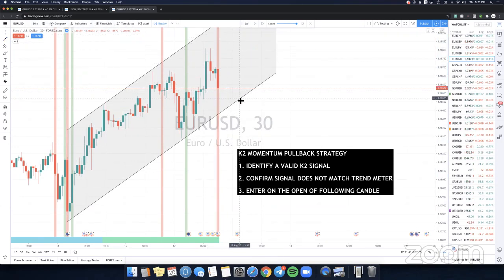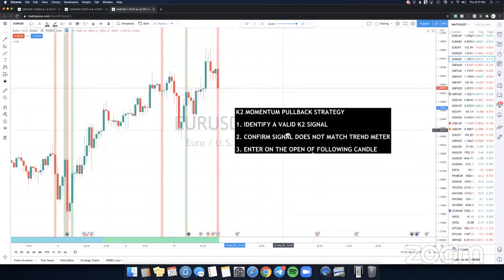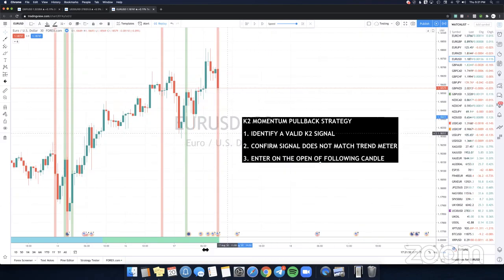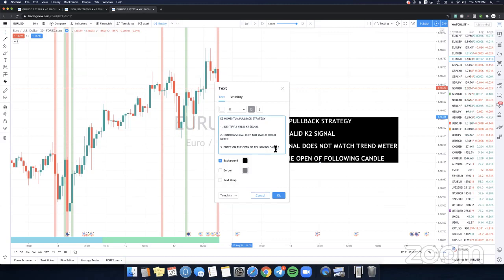In this situation, you want to identify a valid K2 signal. Right here, we have a valid sell signal because it's a sell signal with a red bearish candle. Next, you want to confirm the signal does not match the trend meter. Down here, you can see that the trend meter is green, so we only want to take buys. Another difference is that instead of entering on the open of the following candle, we're going to enter on the high or low of the signal candle.